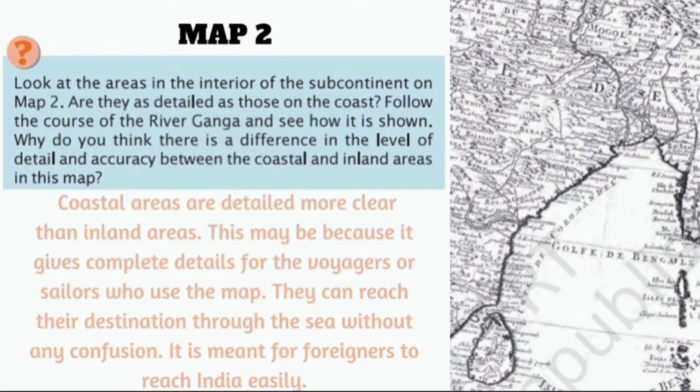This may be because it gives complete details for the voyagers or sailors who use the map. They can reach their destination through the sea without any confusion. It is meant for foreigners to reach India easily. As the sea route was the main route of transportation in those days, the idea about the coastal areas should be clear, so it is marked more clearly than the inland areas.